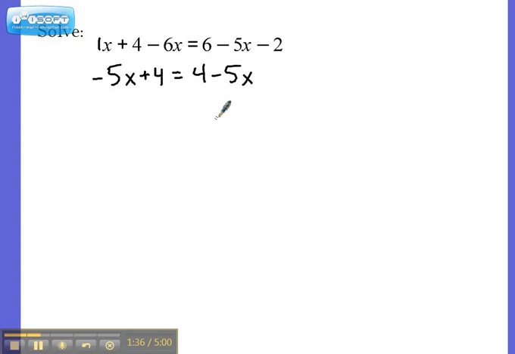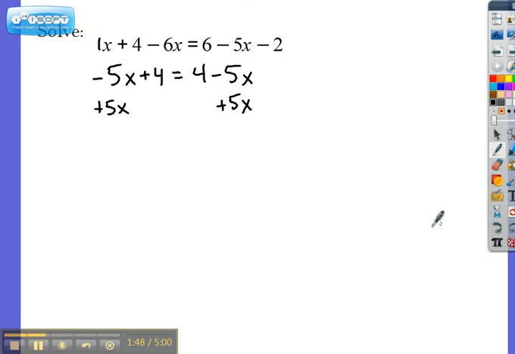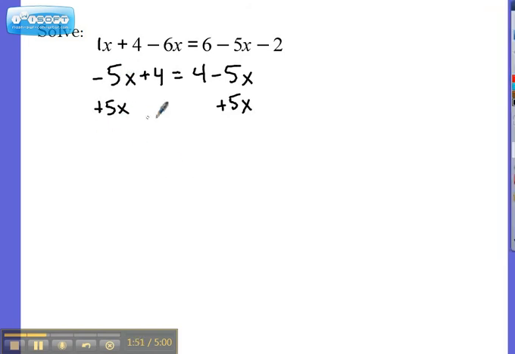So we want to move all the variables over to one side, so I'm going to add 5x to both sides. And if you notice here, negative 5x plus 5x becomes 0x. And I'm not even going to write the 0x. But the x's go away. All that's left here is just 4. Negative 5 of something plus 5 of something, it all goes away. Same thing on this side. You end up with 4 is equal to 4.